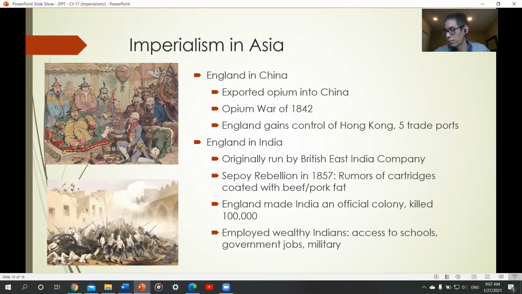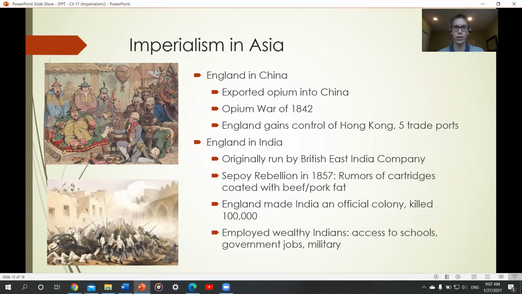But eventually, after what was called the Sepoy Rebellion, very long story short, in the Sepoy Rebellion, the Indian soldiers, many of them were Hindu, they were being given bullet cartridges that were coated in the fat of beef and pork, animals that are sacred to their religion. The Indian soldiers felt naturally insulted and they rebelled. England crushed that rebellion, and as a retribution, I suppose, England began to rule India with even more of an iron fist. They made India an official colony. They killed 100,000 Indians.